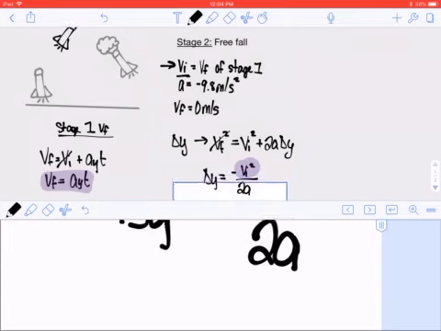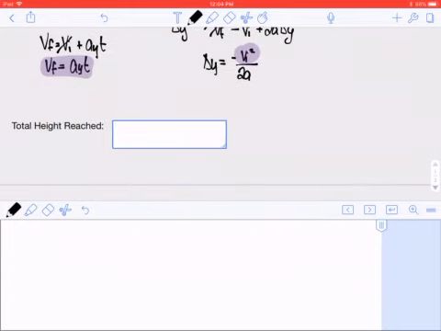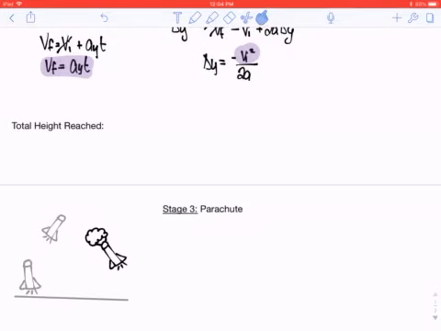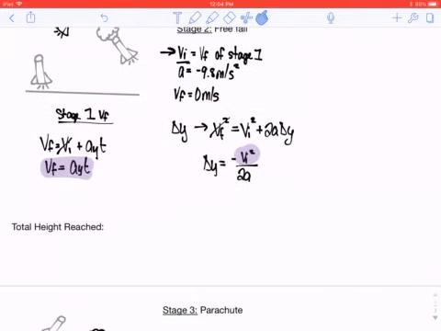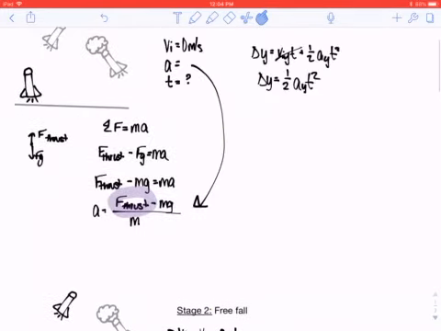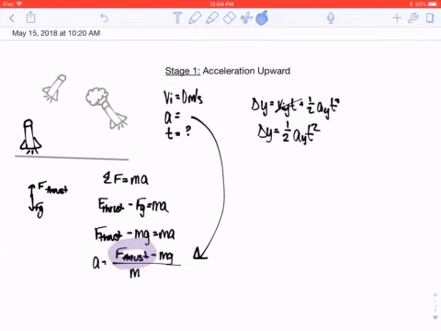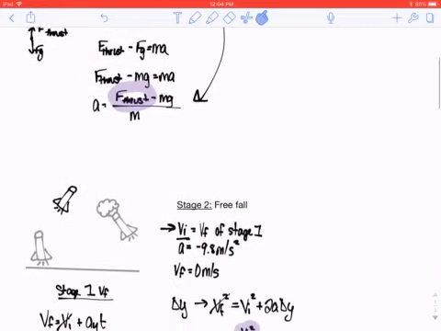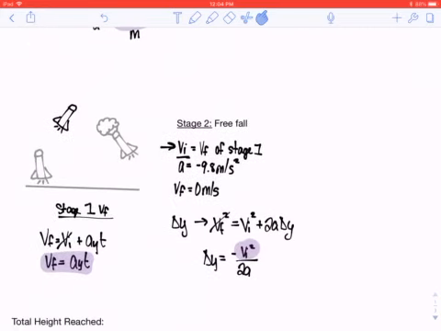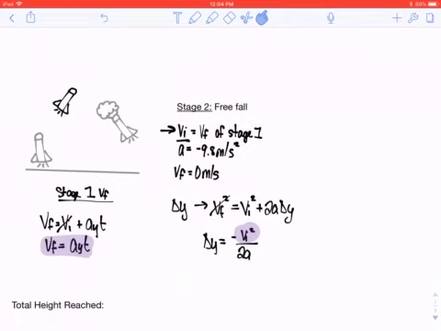To figure out the total height our rocket's going to reach, it's just the height of stage 1 plus the height of stage 2. Okay, so just to recap, stage 1 of a rocket is when the engine is firing. At this time, it accelerates upwards, dependent on this formula. In stage 2, the engine stops firing, but it's still moving upwards in free fall. And the total height reached is just the delta y of each of those stages.